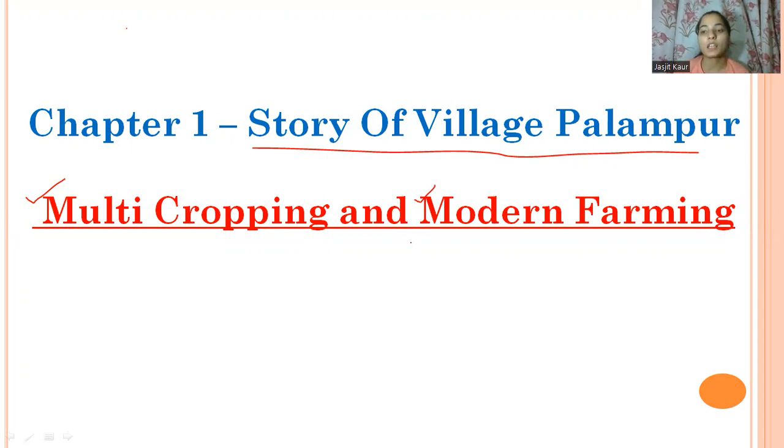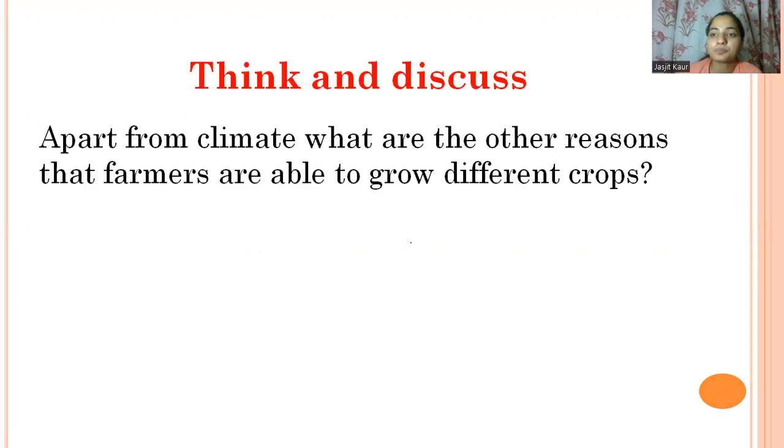Okay, so now moving forward, as we have seen that farmers can grow different crops on one particular land, like they can grow rabi crops, kharif crops, and zaid crops also. Apart from climate, one factor we have discussed is climate, that we all know that because of the good climate, we are able to grow different crops in different seasons.